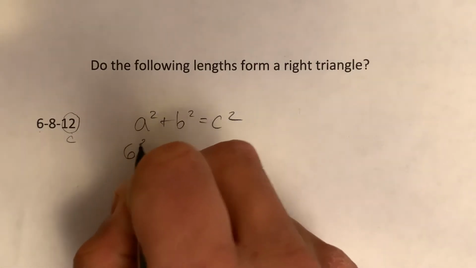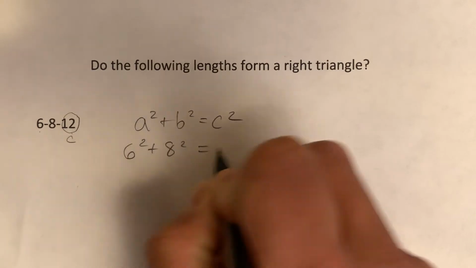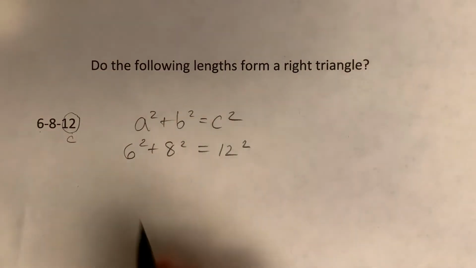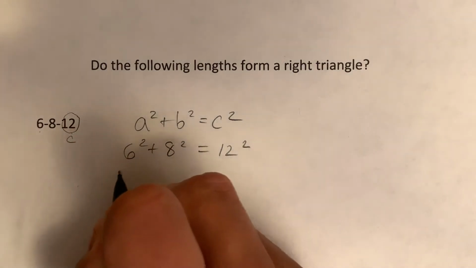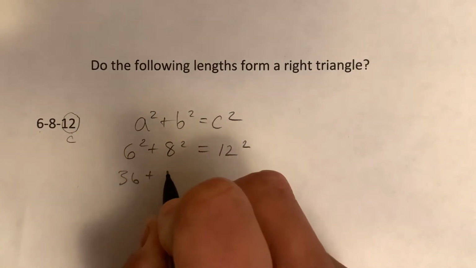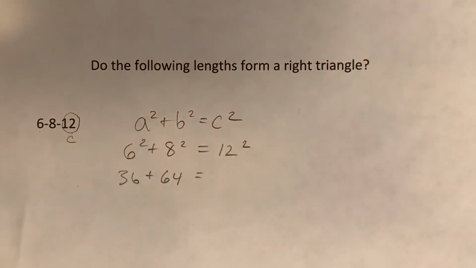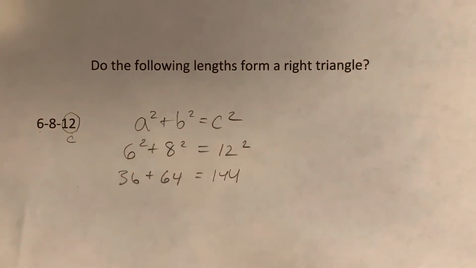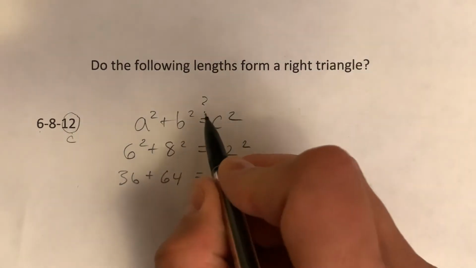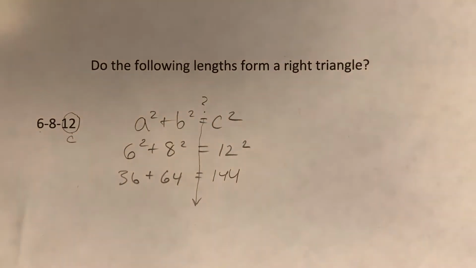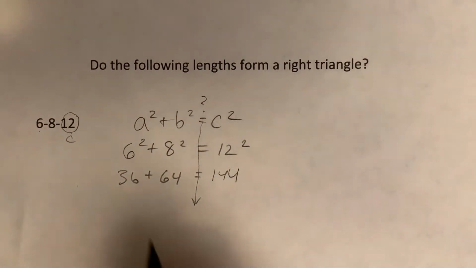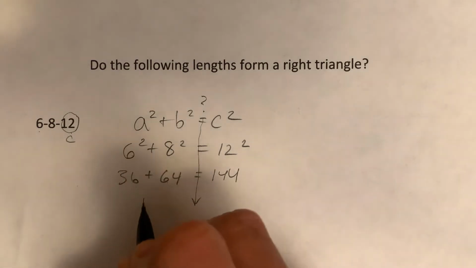So let's say 6 squared plus 8 squared equals 12 squared. And all we're doing is substituting these in. And now we're going to evaluate these. So 6 squared is 36. 8 squared is 64. And 12 squared is 144. Really what we're doing is asking, does this equal in the end? It's kind of a question mark the whole way down. When we get to the bottom, we'll know if it does or not. So now we add 36 and 64. That gives us 100.